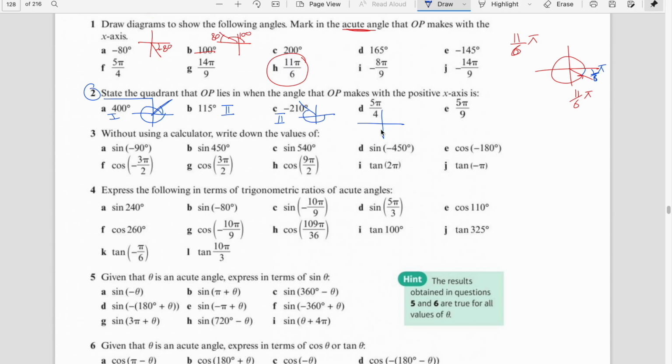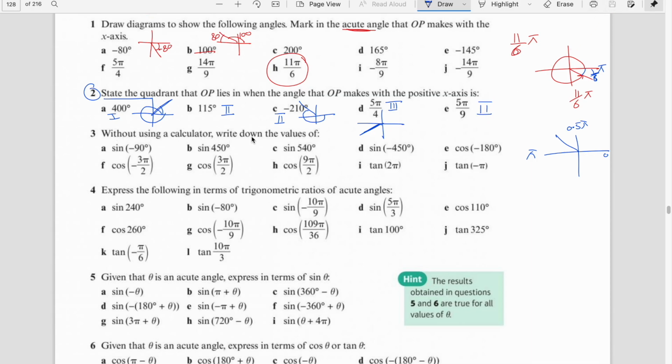And 5 by 4 is 1.25, whereas 270 is 1.5, so it is somewhere here. So the quadrant is the third quadrant. Now 5 by 9, 5 divided by 9 is actually 0.55, which is more than 0.5. This was 0, this was pi by 2, making it 0.5 pi. So 0.55 is more than that, so it led us to the second quadrant.